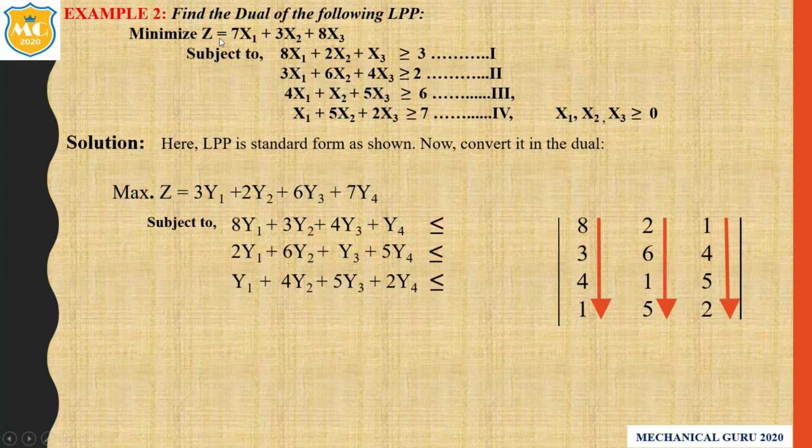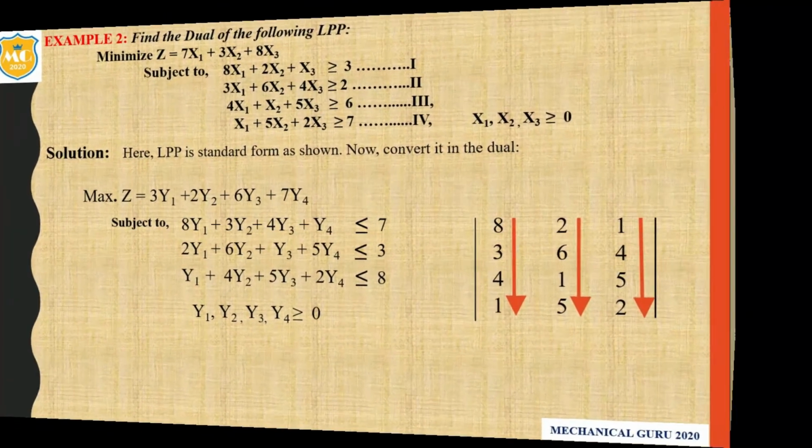And the objective function profit coefficients you have to write down here as the right hand side of the constraints, so 7, 3 and 8. And the non-negative condition, that is y1, y2, y3, y4 greater than or equal to 0. Okay, so here the example is finished. Now we will solve another example with a different category.